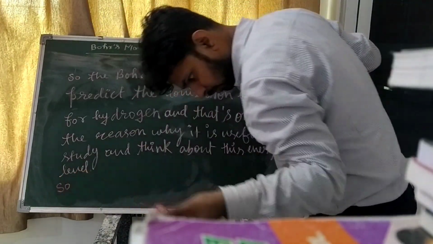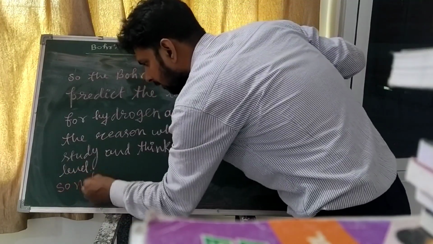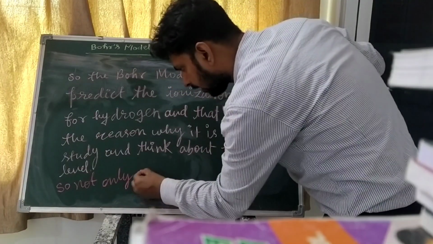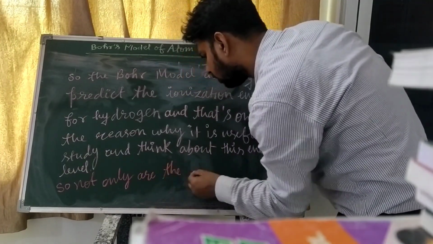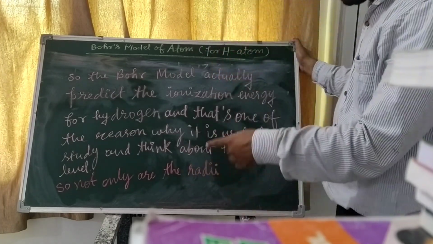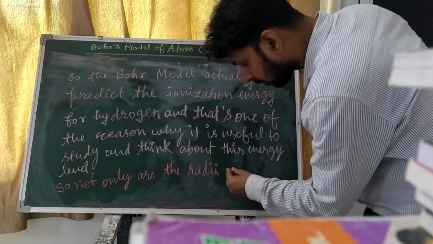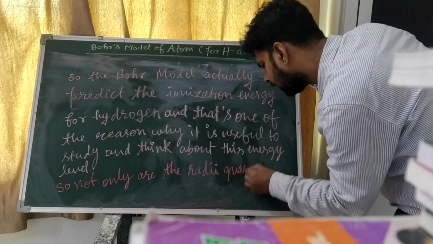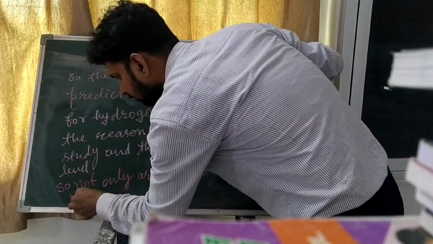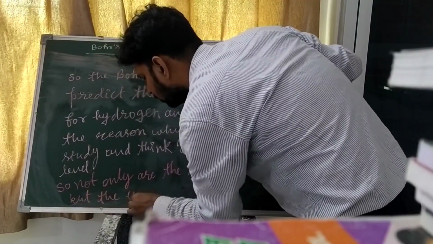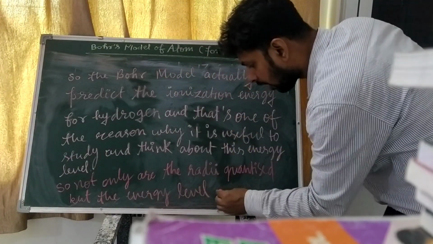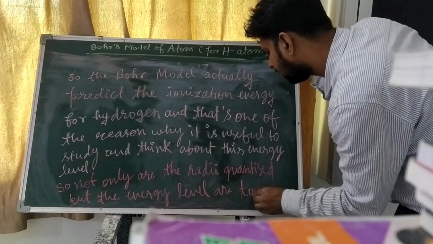So not only are the radii quantized, radii ही केवल quantized नहीं है, but the energy levels are too. Energy level भी बच्चों quantized.